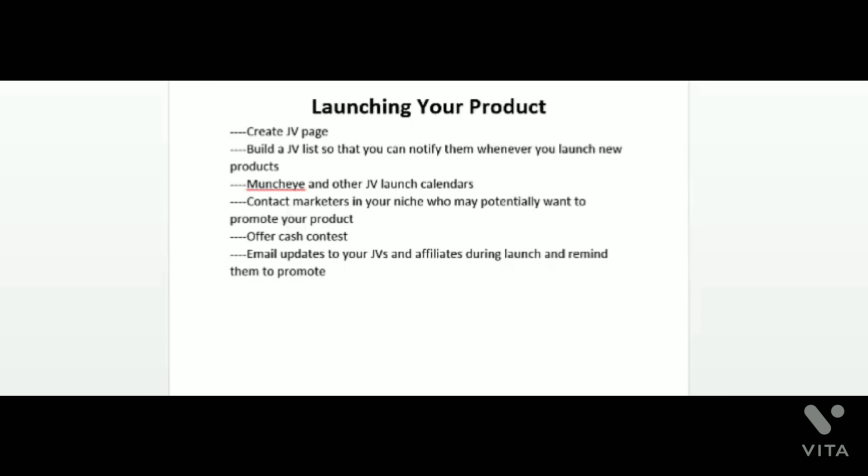Okay, now when on your JV page, you also want to have an opt-in form on there because you want to build a list of JVs and affiliates so that in the future when you have other product launches, you can easily notify them. Okay, they don't have to go out looking for you. You could just notify them of your upcoming product launch. Okay, you also want to contact other marketers in your niche who may potentially want to promote your product.